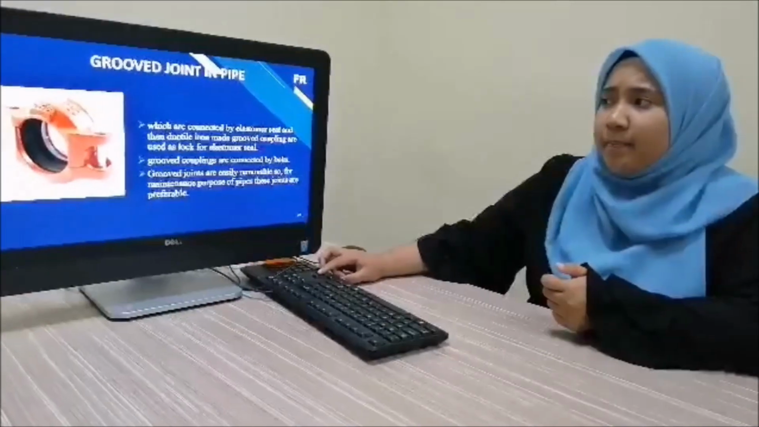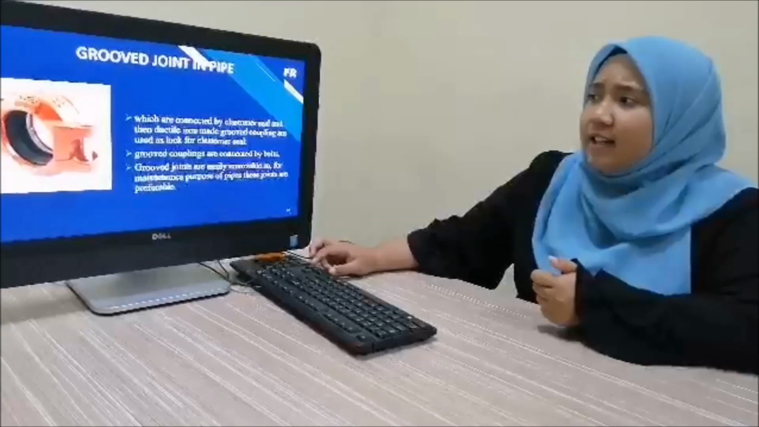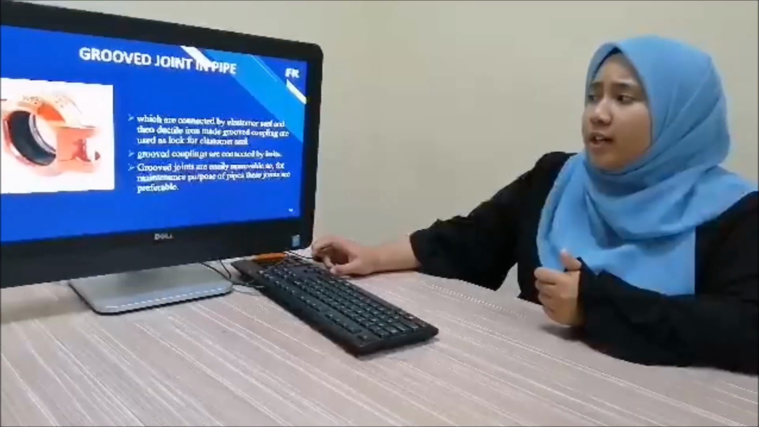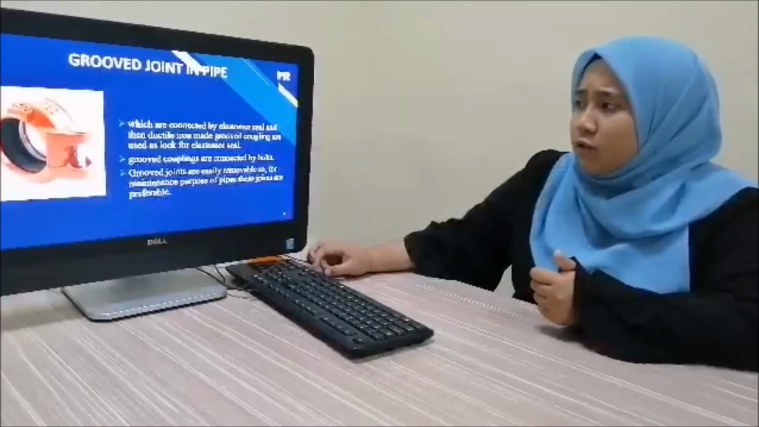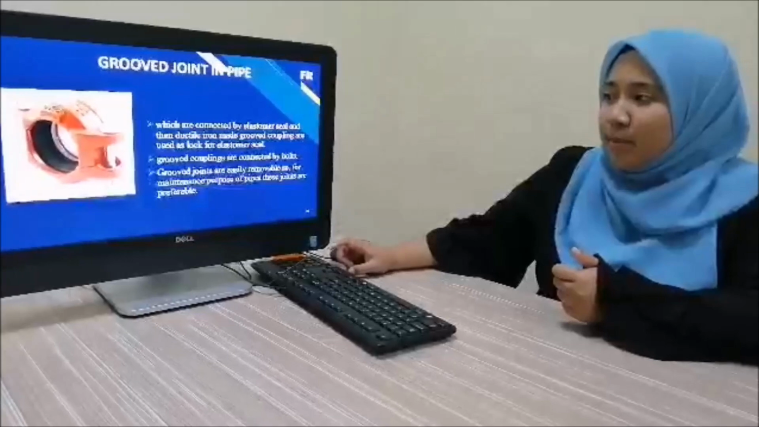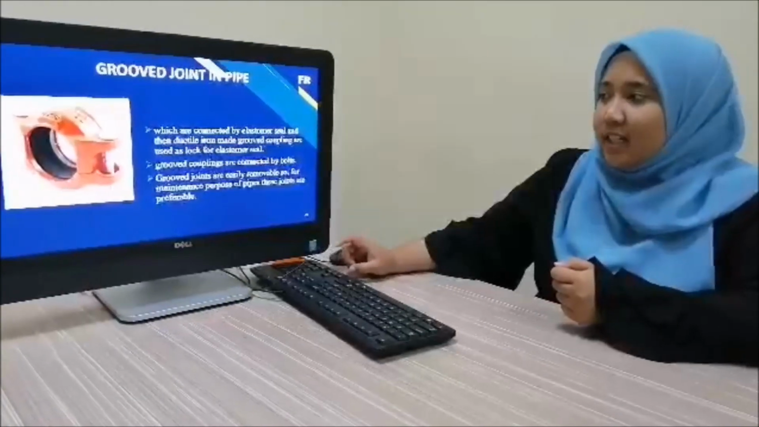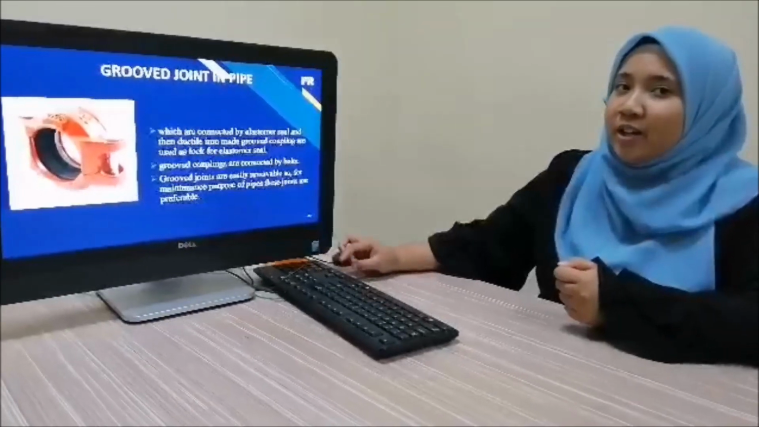Grooved joint in pipe, which are connected by an elastomer seal, and a ductile iron grooved coupling is used as a lock for the elastomer seal. Grooved couplings are connected by bolts. Grooved joints are easily removable, so for maintenance purposes of pipe, these joints are very preferable.